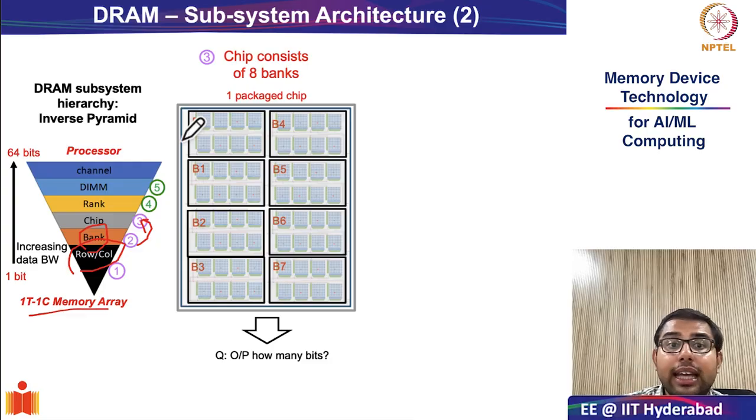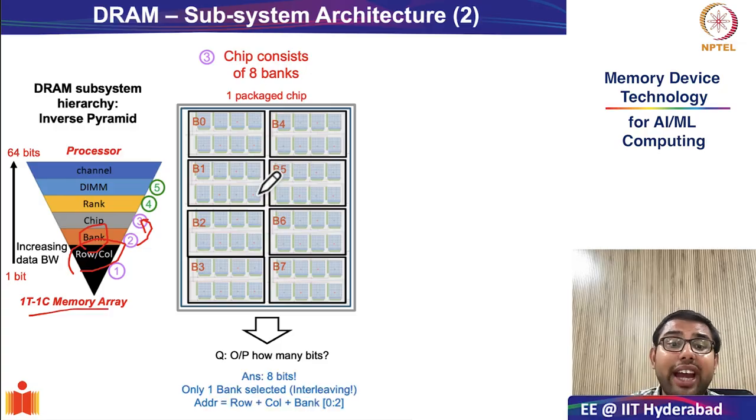With this in mind, can you answer the question: during one operation cycle, how many bits are part of the output of a single chip? A natural answer would be that since one bank is giving you 8 bits of data and there are 8 banks inside the chip, the natural tendency would be to answer 8 into 8, 64 bits, as the output of one chip. But that is completely not correct.